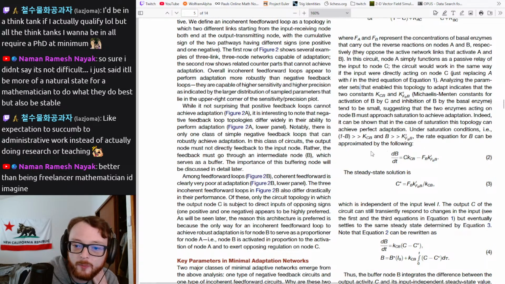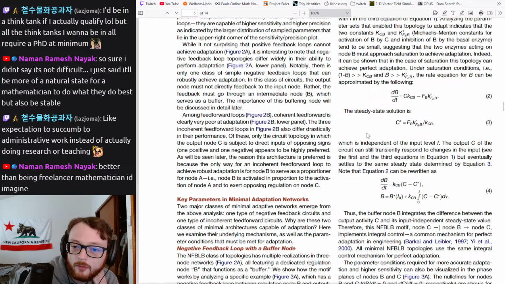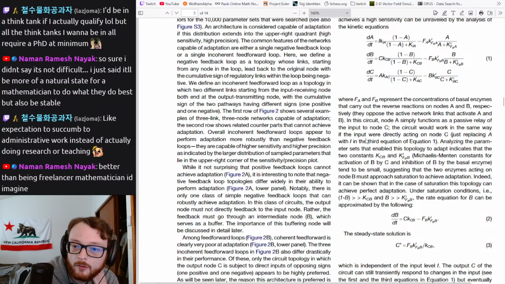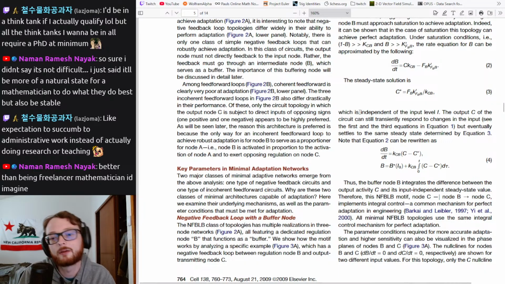The rate equation for B can be approximated by the following. The steady state solution. So these are constants, I think. And then C is the only variable. C star. Huh. Okay. Independent of the input level I.